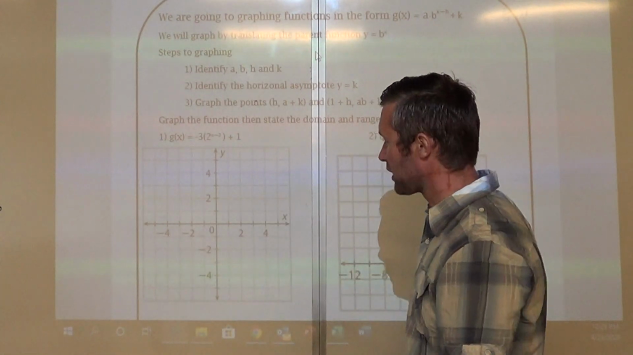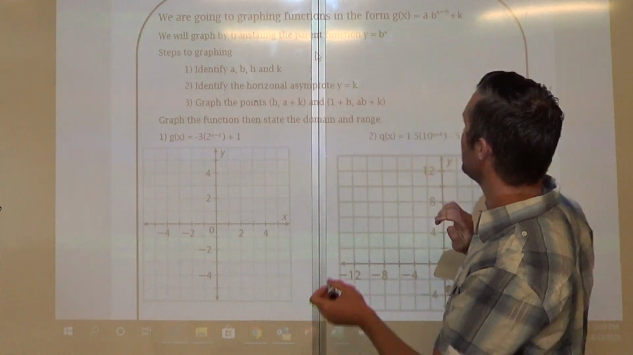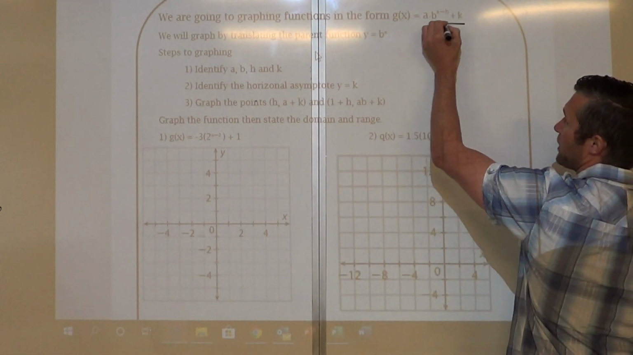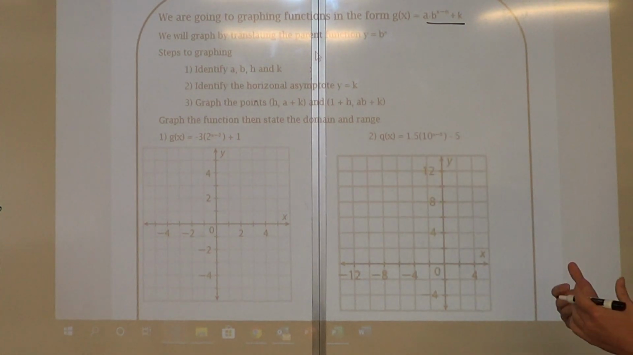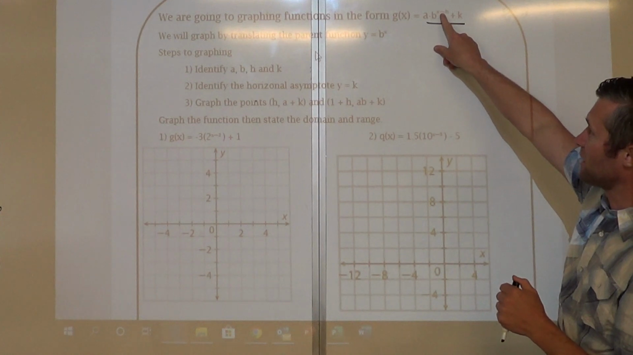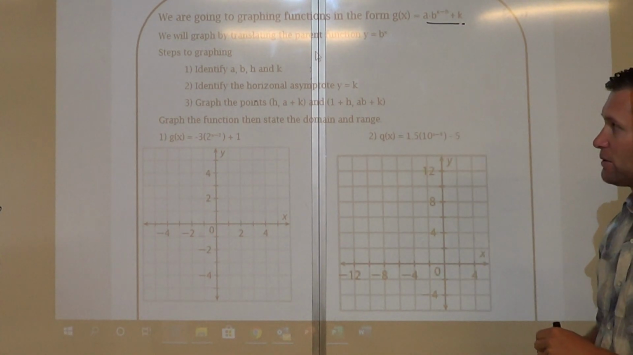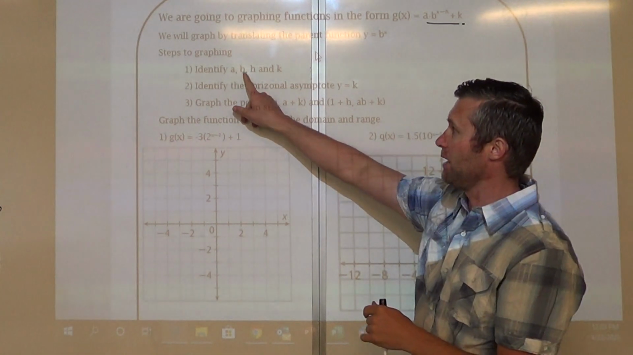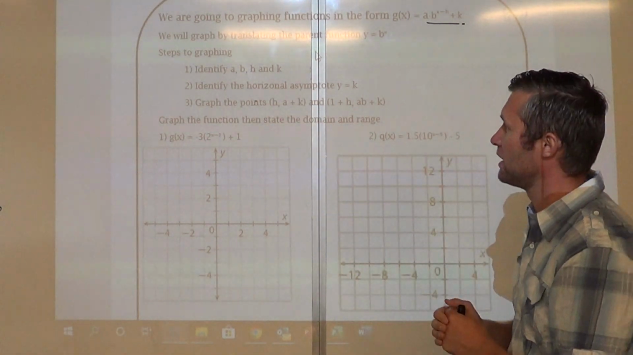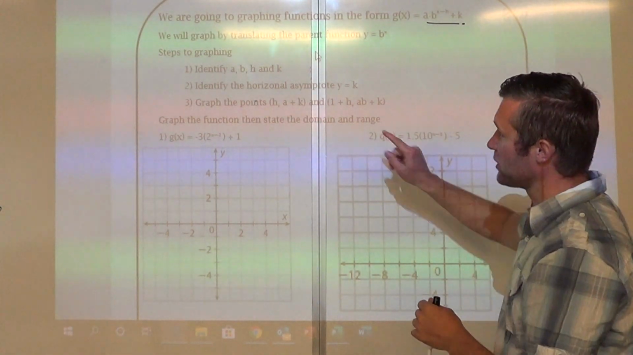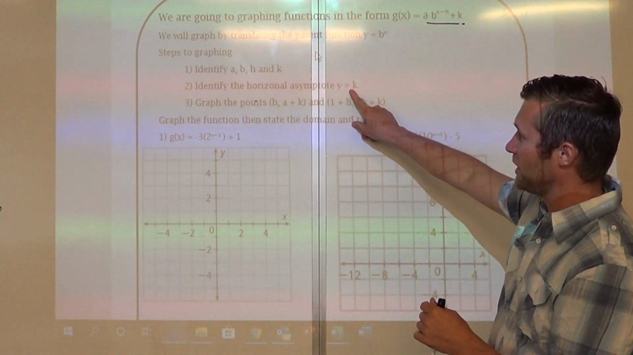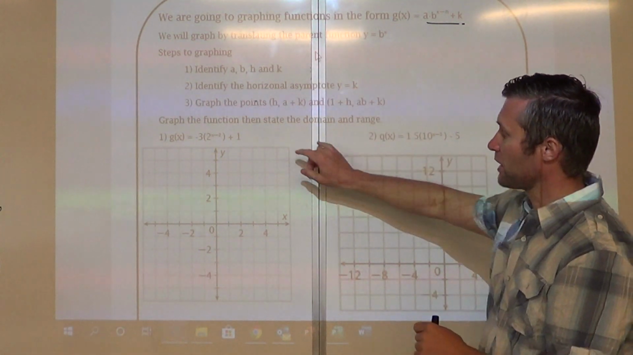So a couple things we're going to go through. We're going to be using this equation up here, so please take note of that. g of x, or y, equals a times b to the x minus h. Notice our h value is minus up here, and then our k value. So what we're going to do is identify a, b, h, and k in our equation. We're going to identify the horizontal asymptote. The horizontal asymptote is our k value. And then we're going to graph the points.